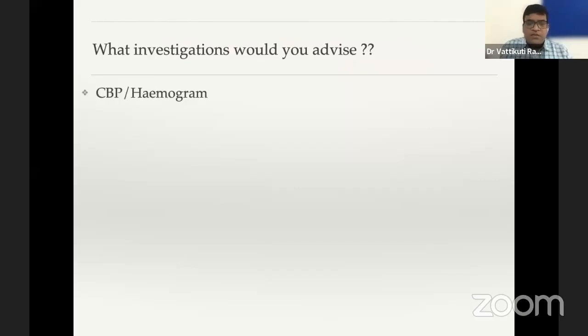The investigations you would be advising are the basic routine investigations, CBC, hemogram. Then the routine, yes, I am not able to see the chat box actually, so I'm trying to see what they are answering.